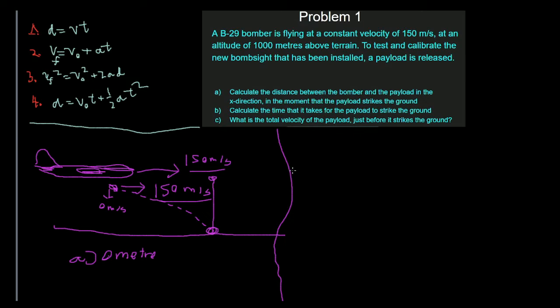Now for part B, we need to calculate the time that it takes to strike the ground. So for this, we just use our fourth kinematic equation. The reason is because v y 0, so v initial of y is equal to 0 meters per second. And this means that when we use the fourth equation, this v0 times t will just cancel out to be 0. So now we can write the equation.